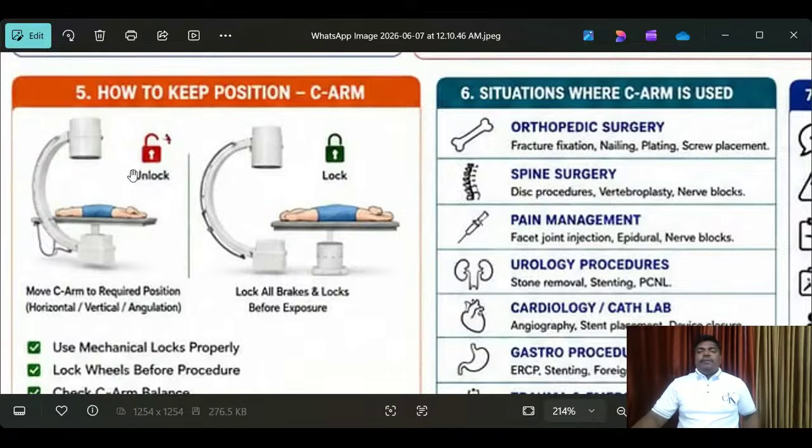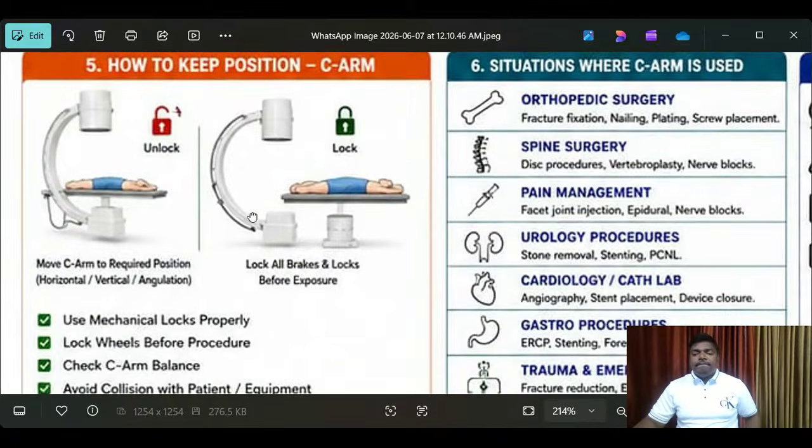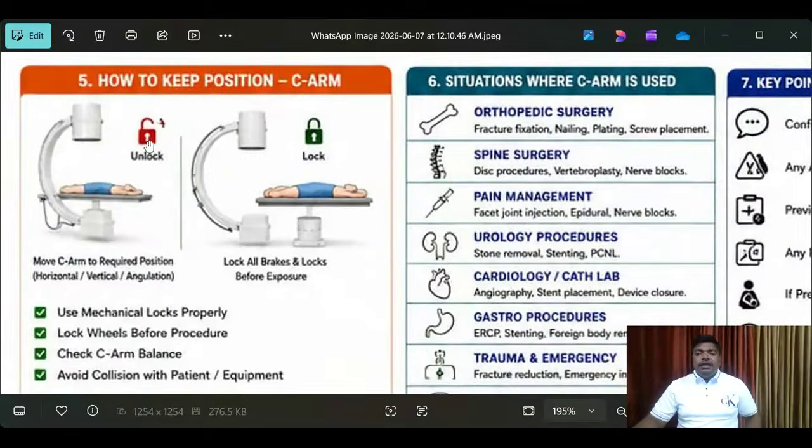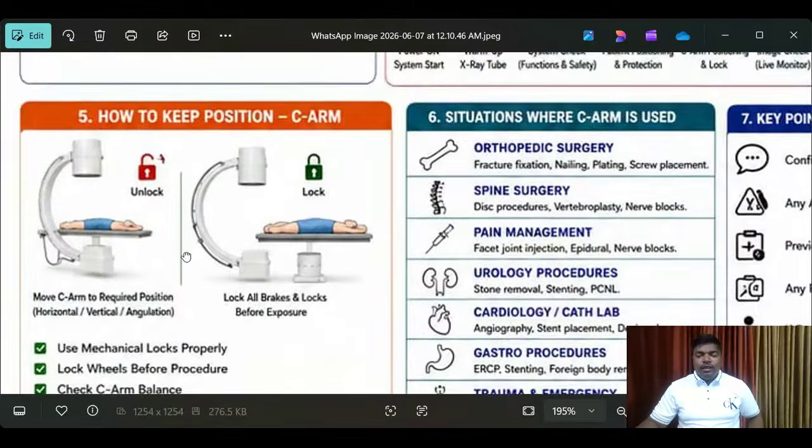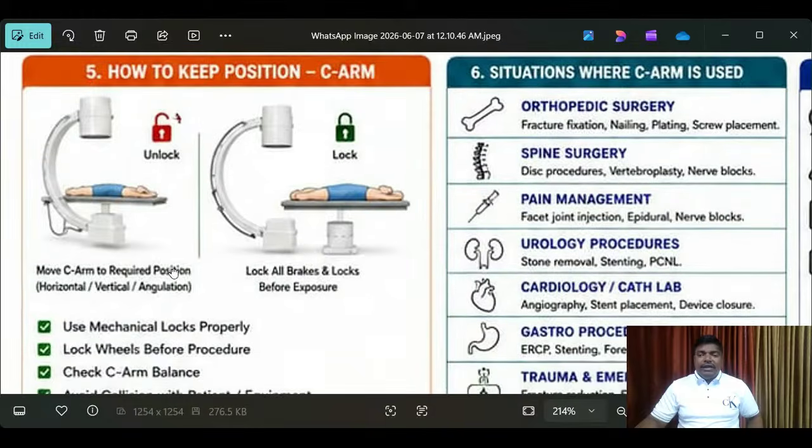Right. And how to keep the position, see here. I am going to show you. This is the position, because of the live position, very, very precious. How to keep the position of the C-arm here? Locking situation, unlocking situation. How does it look? This is very important, because sometimes if you cannot find out, then what will happen? It is going to move, and it will cause big damage. That is why I'm showing it here.